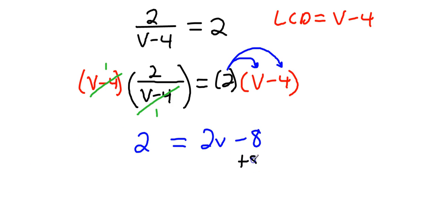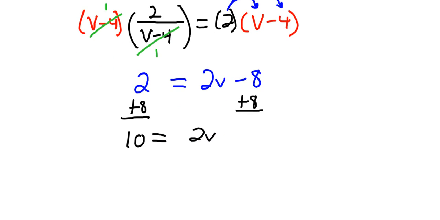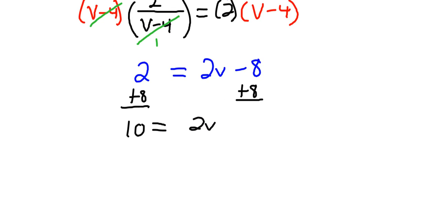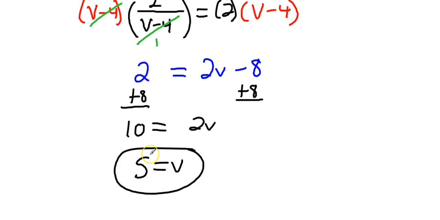Well, now we're going to add 8 to both sides, because you still have to get the v by itself. So we're going to add 8 to both sides to get 10 on the left-hand side and 2v on the right-hand side. And then you're going to take 10 divided by 2, find out that v would equal 5. There you go.